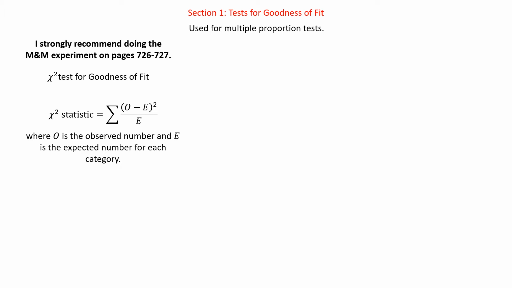O is the observed, E is the expected number for each of the different categories. Notice we're using the numbers, not the proportions. So if you had proportions, like in the M&Ms, it tells you what proportion of each. You have to take that and multiply by the total number of M&Ms that you have to see what you would expect for each of those different categories.